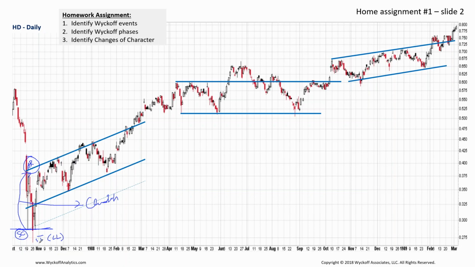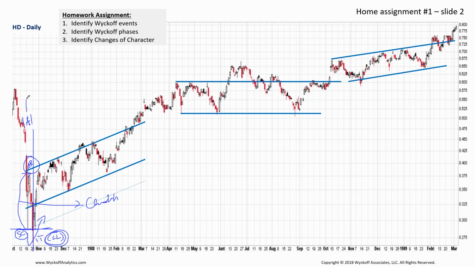The key is, if this is a low, does the price come back into the trading range or not? Because if it doesn't, then it's not a stopping action, it's just a continuation of the downtrend. We could have a low for the secondary test. Okay, great. So this concludes phase A.